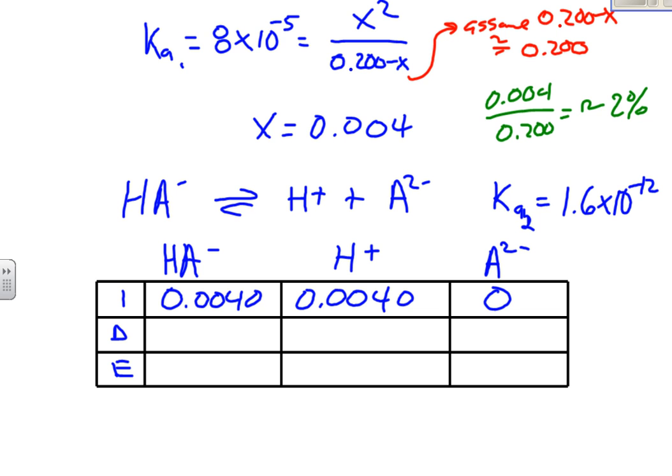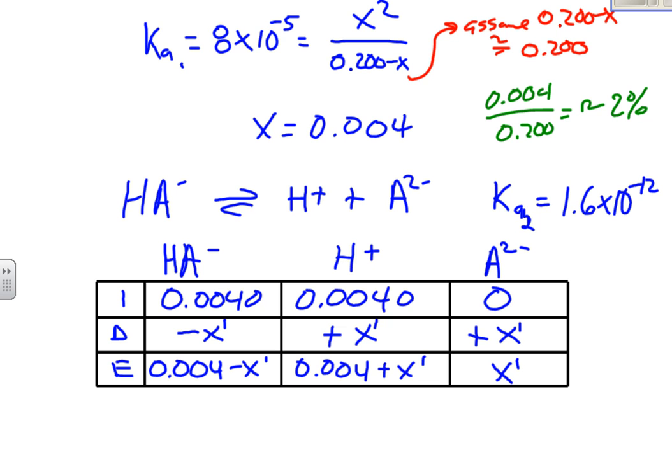Obviously, we've got to go in the direction of the right, so this is going to go up by x. This will go down by x. This will go up by x. This will go up by x. So obviously, this is a new x, so let me put x prime in each of these. What we end up with then when we fill in our box is 0.004 minus x prime, 0.004 plus x prime, and x prime.